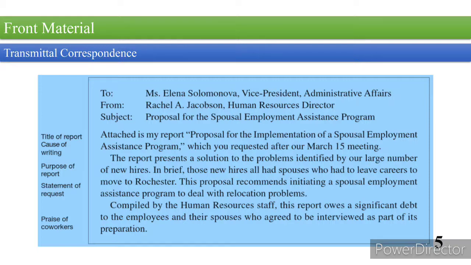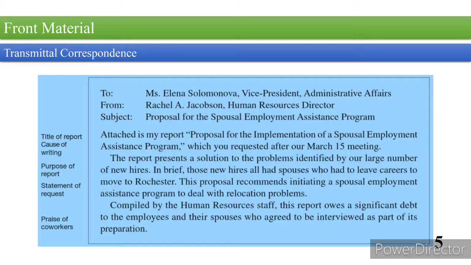As you can see on the left hand side, it is divided into four sections, the transmittal correspondence. First of all, you have the title of the report, generally the cause of writing. Then you have the purpose of the report, a statement of request, and praise of coworker, like we mentioned in our previous lecture.